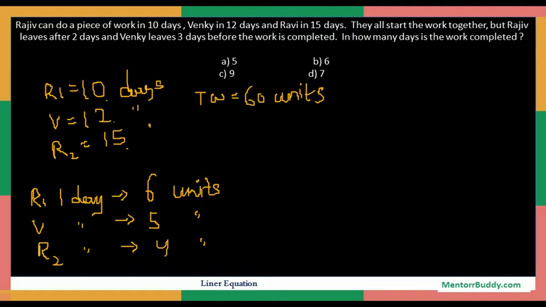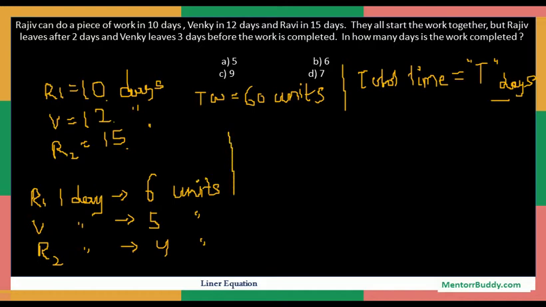Now another thing which we need to consider in this: let's say the total time they are taking to finish the task is T days. We need to figure out the value of this T, right? So T days is the total time taken by them to work together and finish the task.